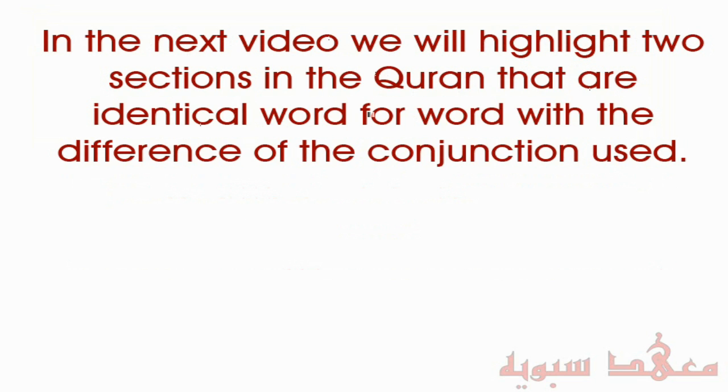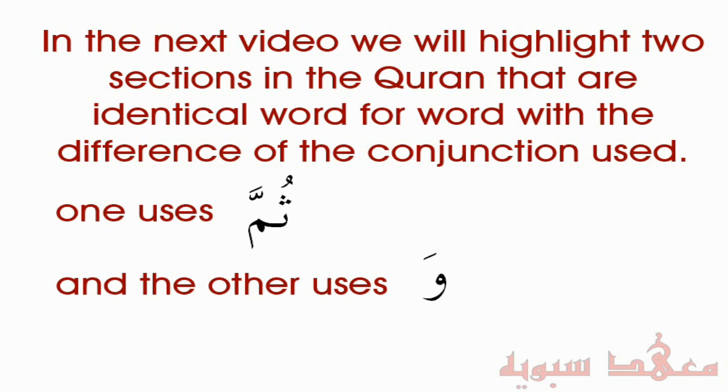So in the next video I'm going to highlight 2 sections in the Qur'an that are identical word for word with the difference of the conjunction used. So there's 2 sentences or 2 statements made by Allah subhanahu wa ta'ala, and the difference between the 2 is just the conjunction that joins them. One uses Thumma and the other uses the waw, and we'll explain linguistically how appropriately both of these conjunctions were used.